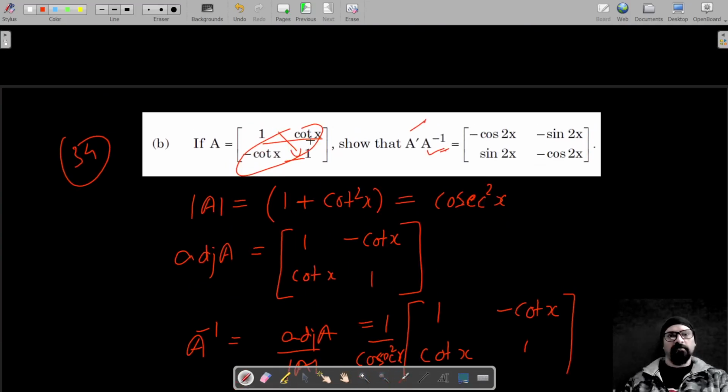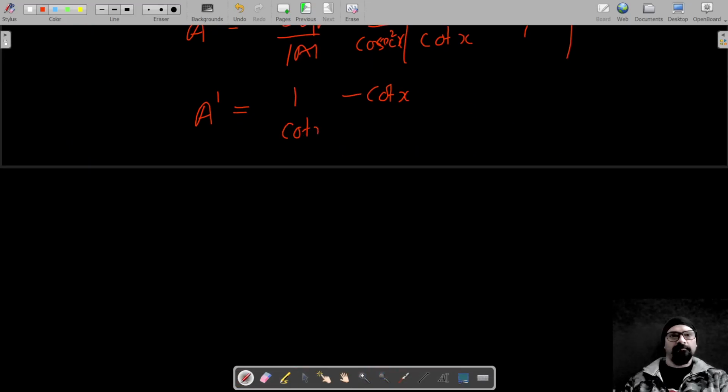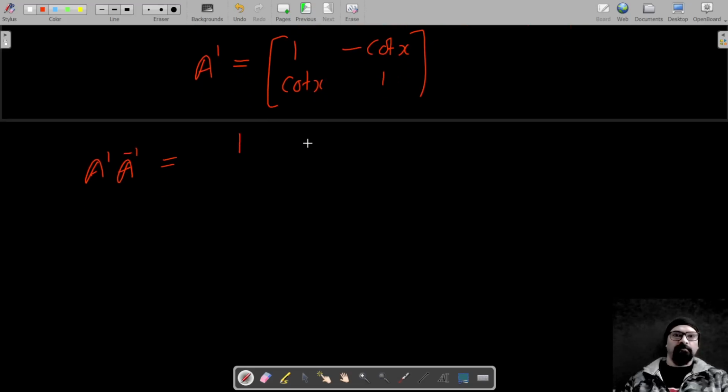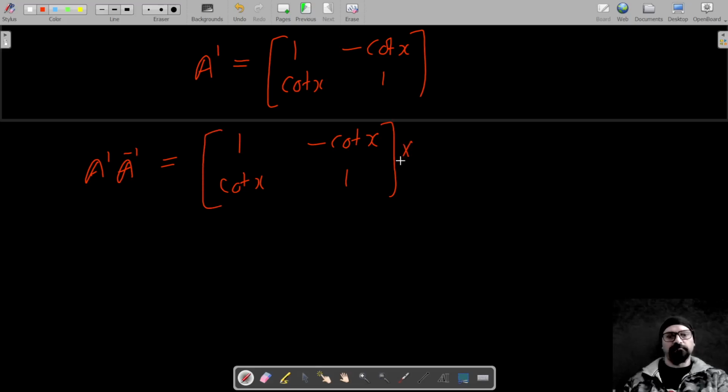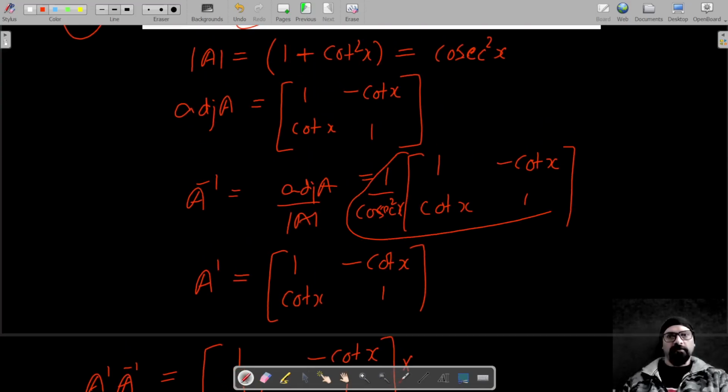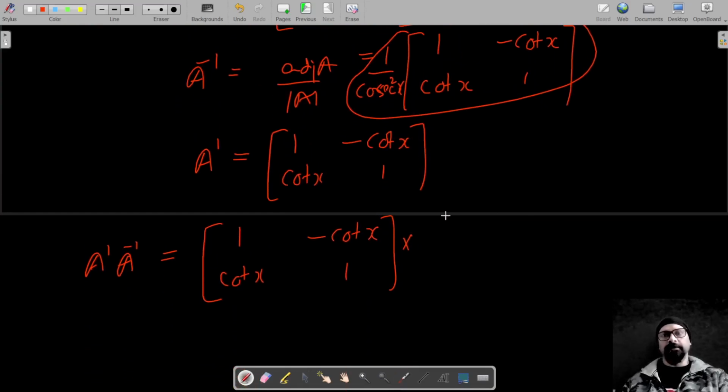and 1, minus cot x, and cot x, 1. Okay, this is the transpose of A. So A transpose we have got, and now let's get the product of A transpose and A inverse. So this is 1, minus cot x, into 1. This has to be multiplied with A inverse.